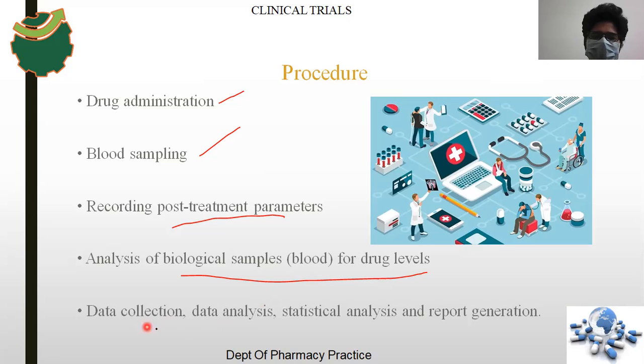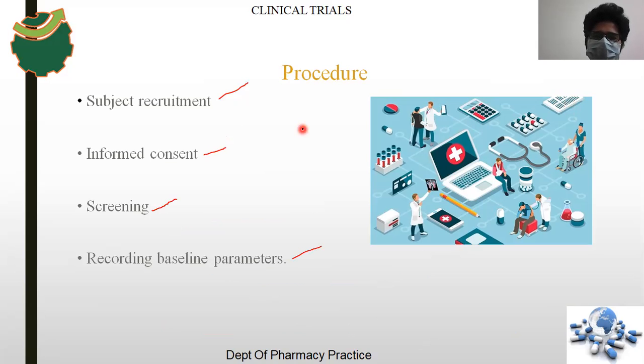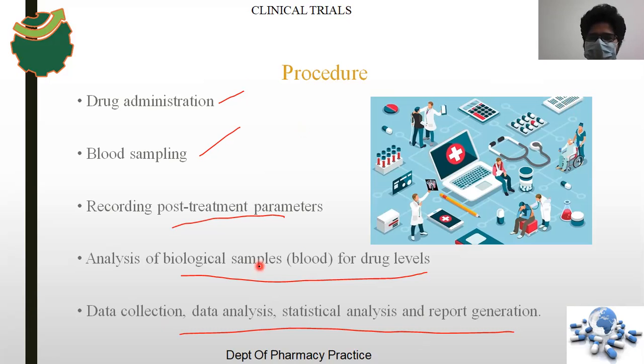Next, data collection, data analysis, statistical analysis, and report generation. After getting the data, you are going to analyze the data and generate a report of your procedures and the changes after the drug and blood samples. Like we said, we record baseline parameters, so the same parameters you are going to check and see the difference. And you are going to find out whether the difference is because of the drug or for some other reason. To find that out, we need to have two groups, like a control group and a standard group.